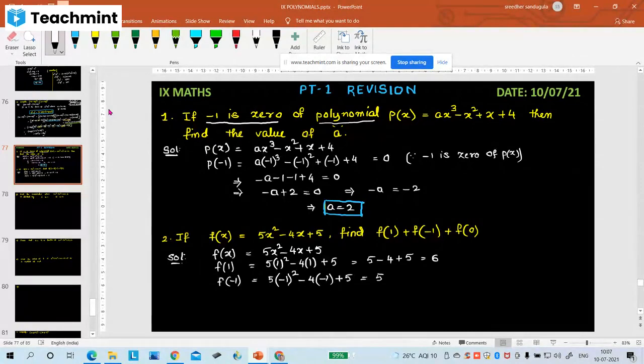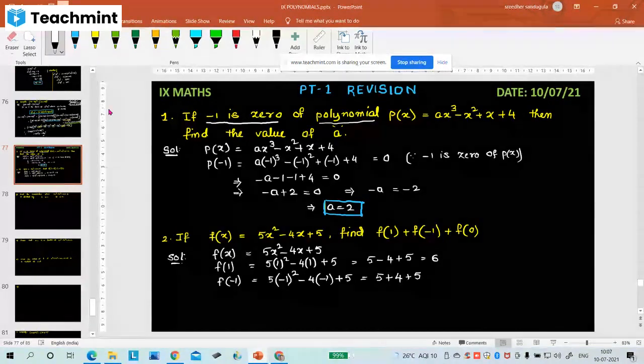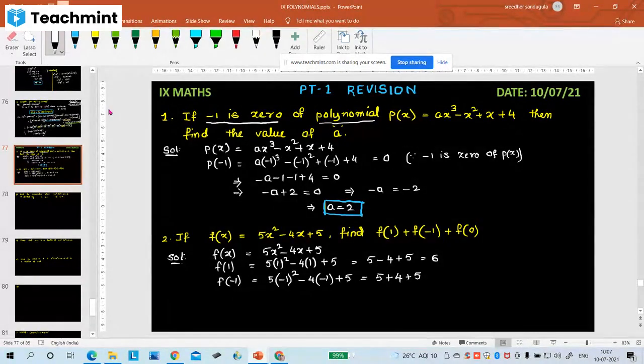Minus into minus plus 4 ones are 4 plus 5. Here always you have to remember one thing, children. When you have something like 5 into minus 1 whole square, you should not multiply 5 into minus 1 first. First, that exponent you have to simplify. Then only you are supposed to multiply by the coefficient. Remember, always the exponent gets the first preference. So here 5 plus 5 is 10, 10 plus 4, you will get 14.